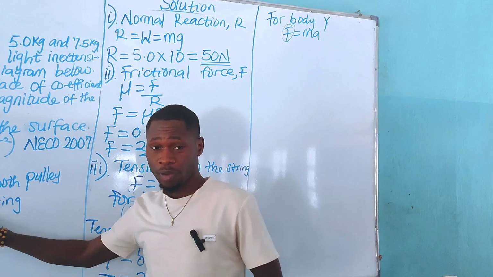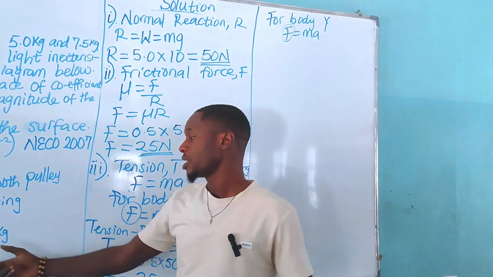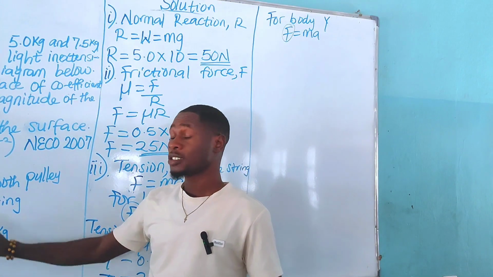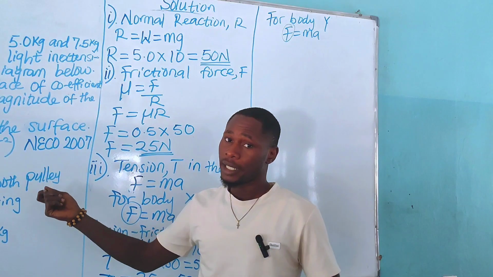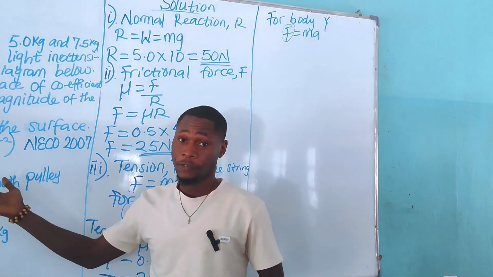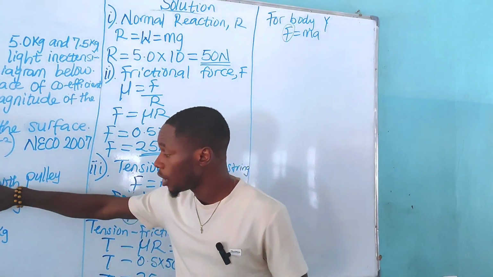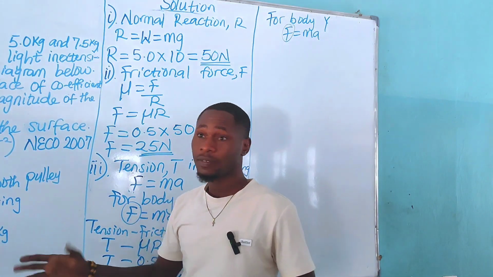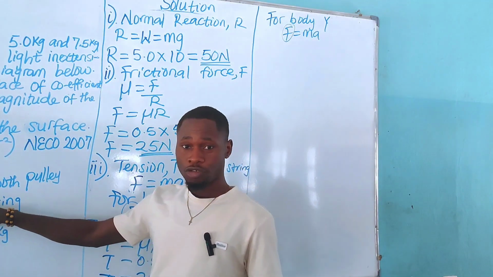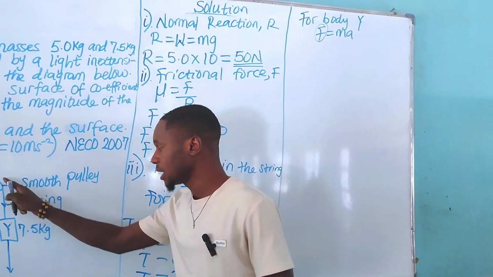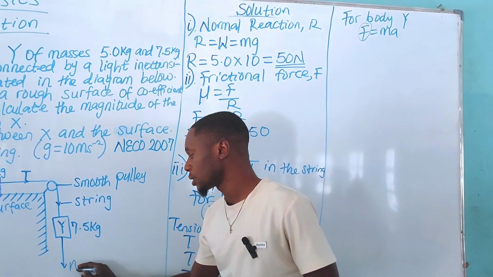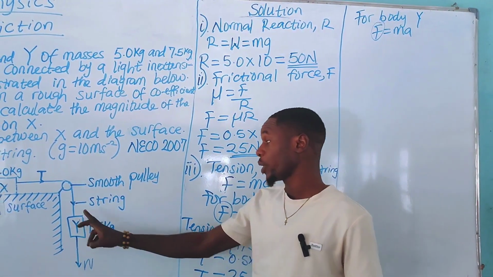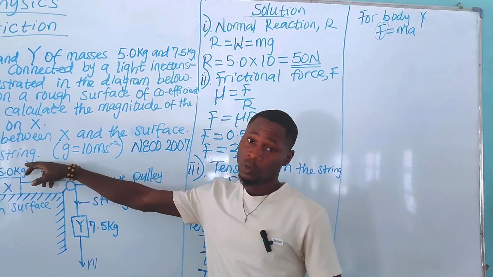The tension in the string and the weight of the body. Remember that this body Y is suspended freely in air, so there is no actual friction. So the only unbalanced forces acting on body Y are the weight of the body itself and the tension in this string. Remember that the weight of the body will be acting downward, whereas the tension in the string will be tending to pull it up.